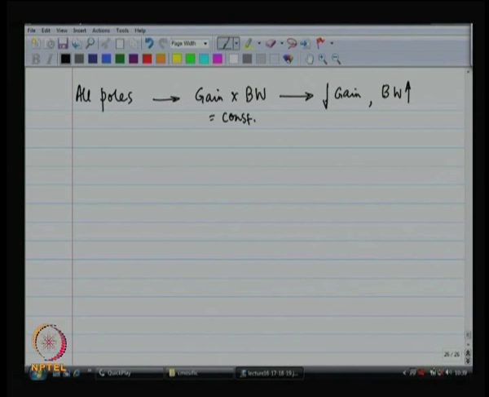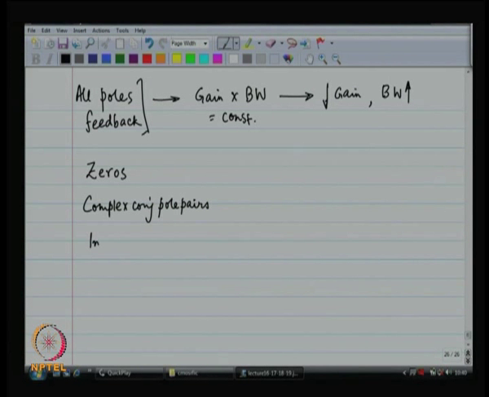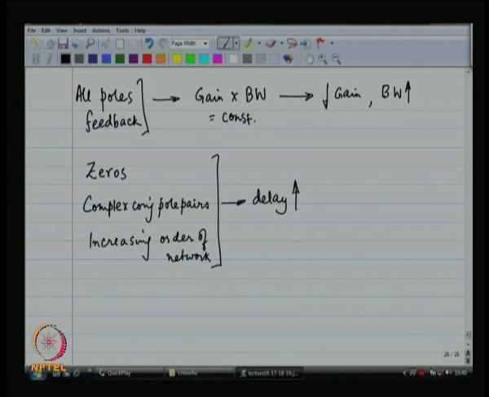Okay, this is really when I've got all poles, when I've got feedback around the system, etcetera. The other strategy that we have got is strategically inserting zeros by using complex conjugate pole pairs, or by increasing the order of the network. All of these cost me in terms of delay. Delay is something which I can tolerate.